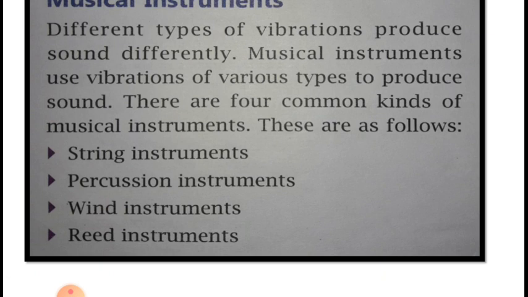Okay, so we all know that there are different instruments which produce different sound. The musical instruments are of four common types. They are string instruments, percussion instruments, wind instruments, and the reed instruments. Let us take a look at all these instruments.